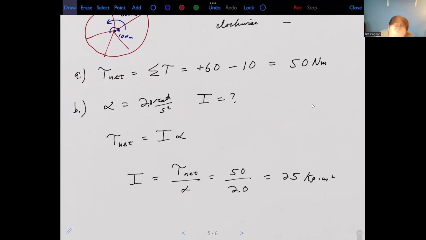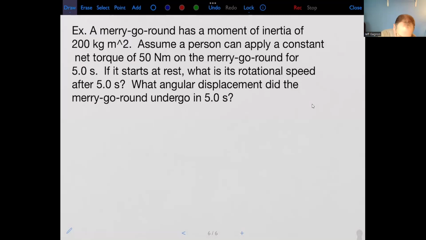Okay, let's do one last problem here. So now we're told a merry-go-round has a moment of inertia of 200 kilogram meters squared. So that's going to be I, right? I is equal to 200 kilogram meters squared. Assume a person can apply a constant net torque of 50 Newton meters on the merry-go-round for 5 seconds. Okay, so the net torque is going to be 50 Newton meters. And then the time, they're applying it for a time of 5 seconds.